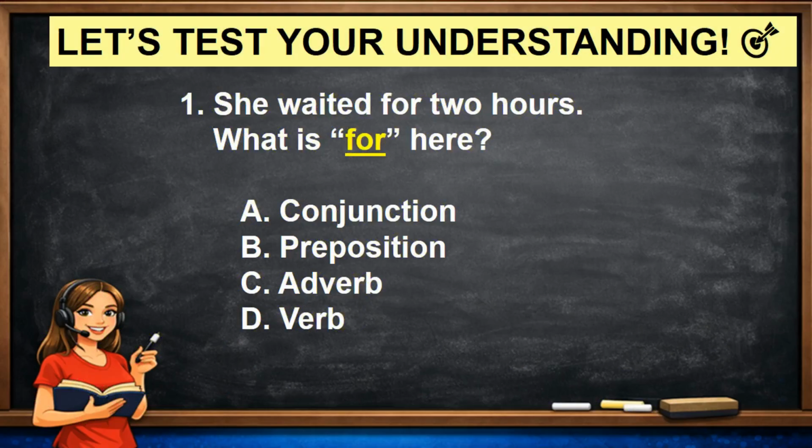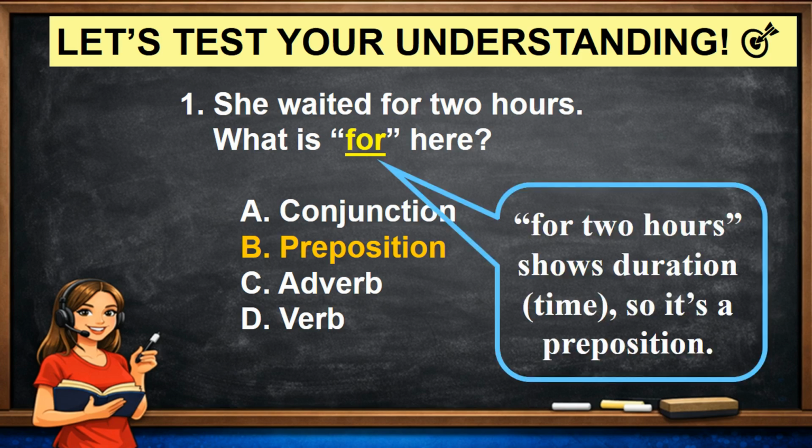Let's test your understanding. Question 1. She waited for 2 hours. What is for here? A. Conjunction. B. Preposition. C. Adverb. D. Verb. Spot on! You're right. The answer is B, as a preposition. Explanation: for 2 hours shows duration, time, so it's a preposition.